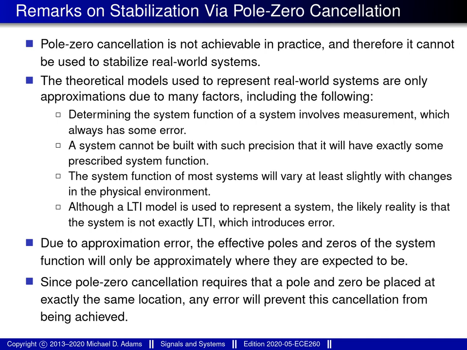In contrast, the stabilization method based on feedback does not suffer from similar problems. With the feedback approach, instead of trying to cancel poles, we simply change the poles of the system function completely. When we do this, we can keep the poles sufficiently far away from undesirable regions that approximation error could not result in any poles moving into any of these regions. For this reason, the use of feedback to stabilize unstable systems can be made to work in practice.